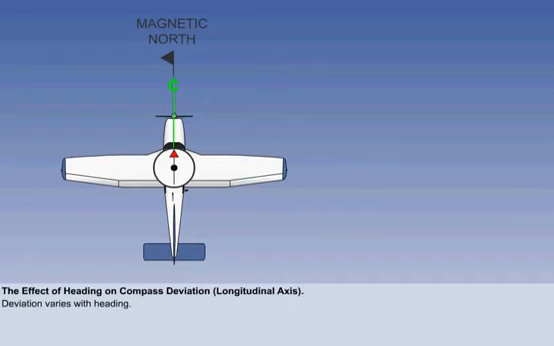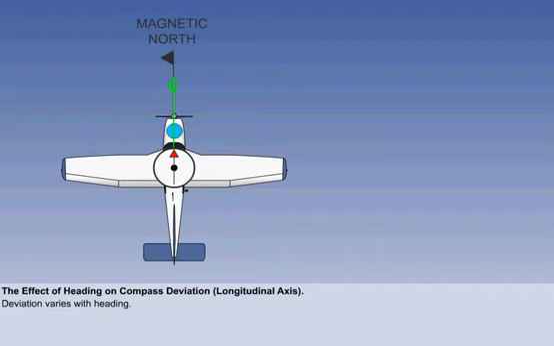Deviation will vary with heading. Let's see why this occurs. Imagine that all of the aircraft magnetism is combined into a single isolated blue pole, which by definition will attract the red end of the aircraft's compass needle. Remember, like poles repel each other, unlike poles attract.